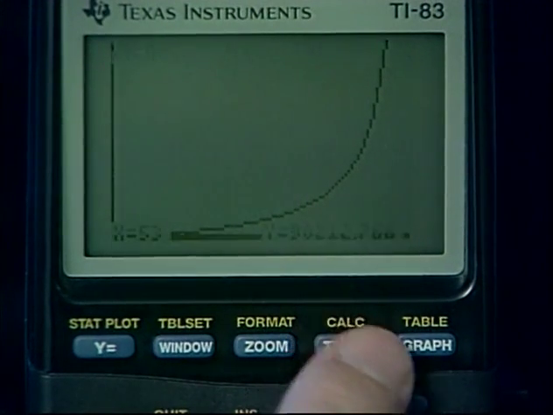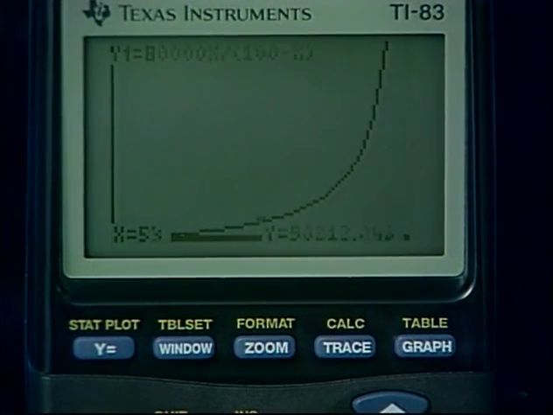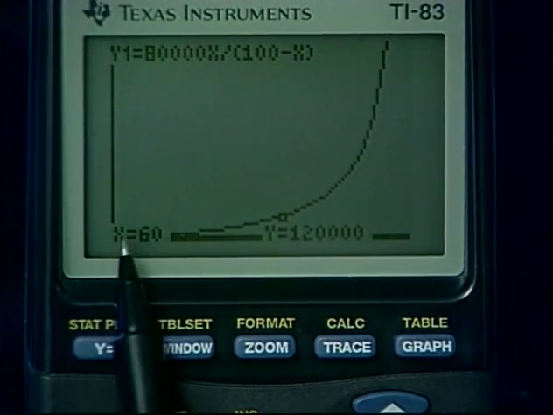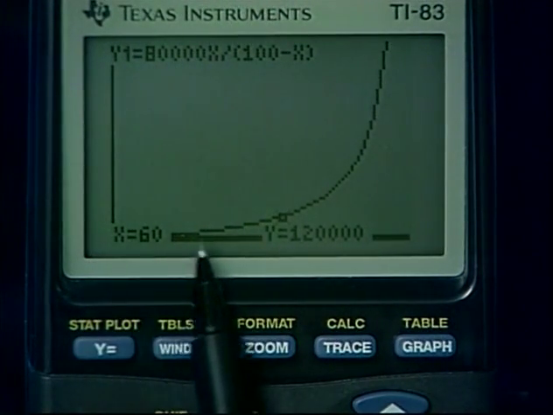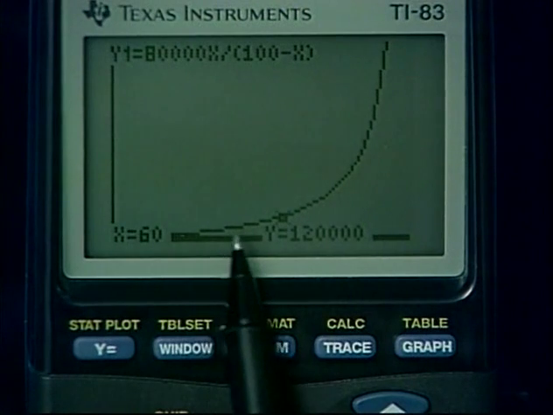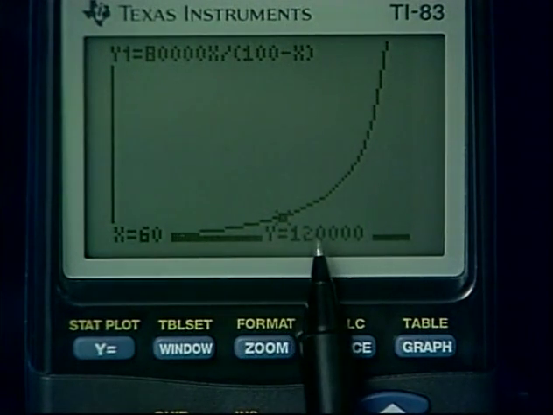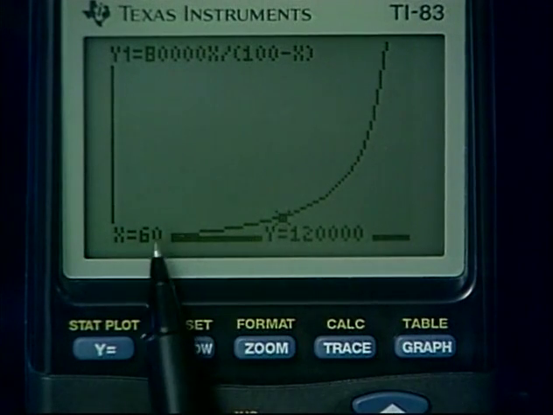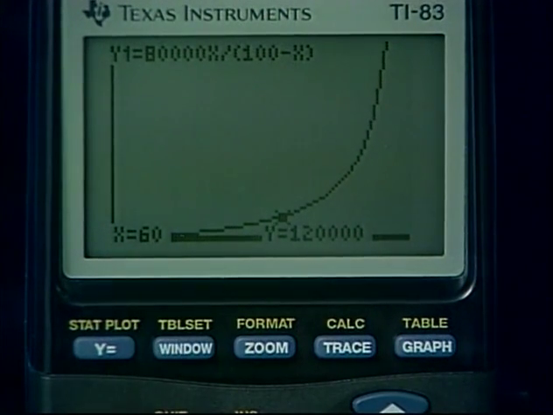Now I'll press trace, and let's understand what the x and y components mean. I want to make sure we understand that before we get into our problem. An x of 60 means that we're removing 60% of the pollutants, and a y of 120,000 means that it costs $120,000 to remove 60% of the pollutants.